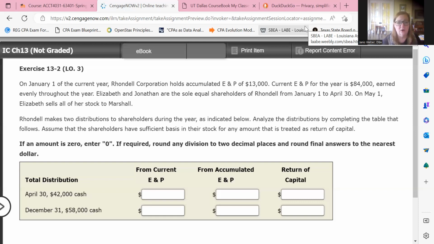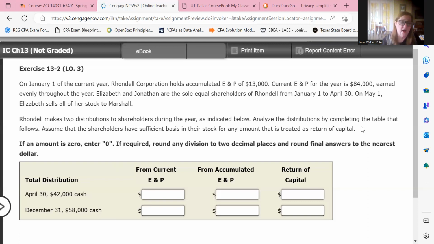And so Rondell makes two distributions as indicated below in this little table, $42,000 on April 30th and $58,000 on December 31st. They want us to analyze the distributions by completing the table and assume that shareholders have sufficient basis in their stock for any amount that was treated as a return of capital. So in other words, they're saying there's not going to be any capital gain. Anything that is above E&P is going to be considered return of capital for this problem. And that's what they mean when they say, assume they have sufficient basis.